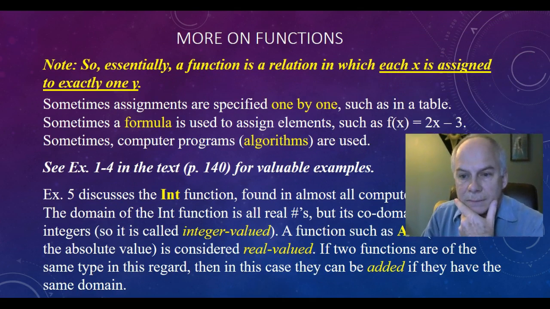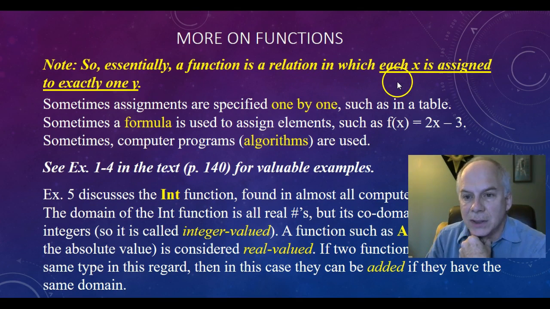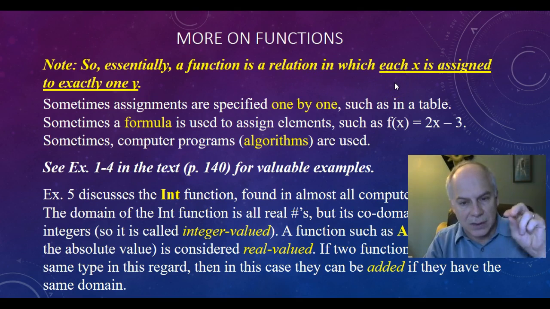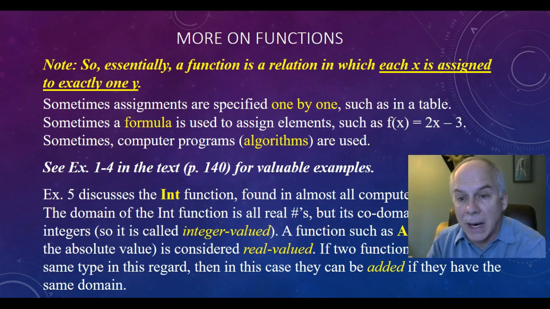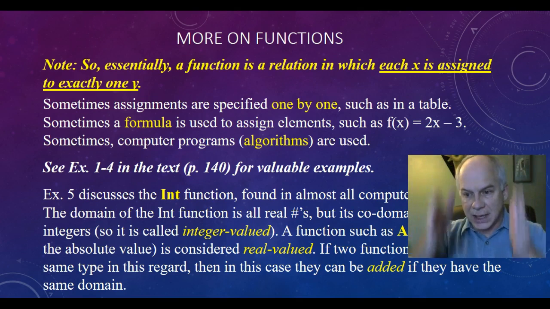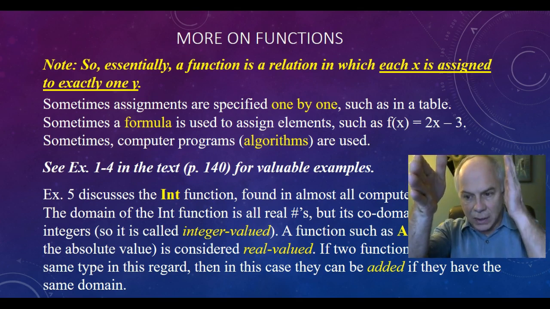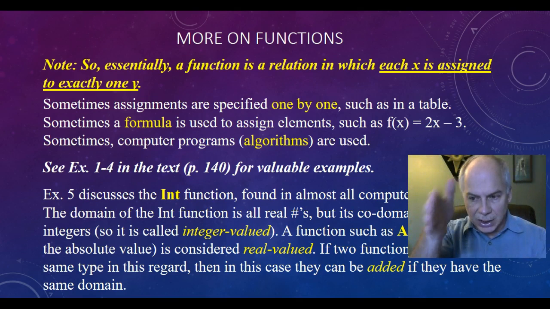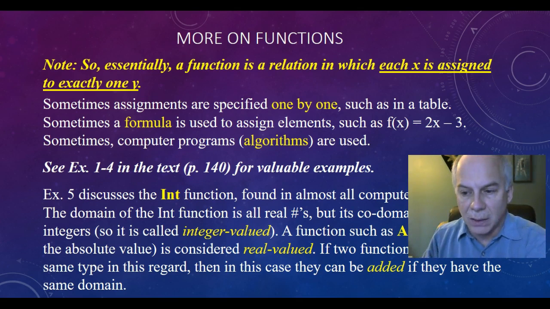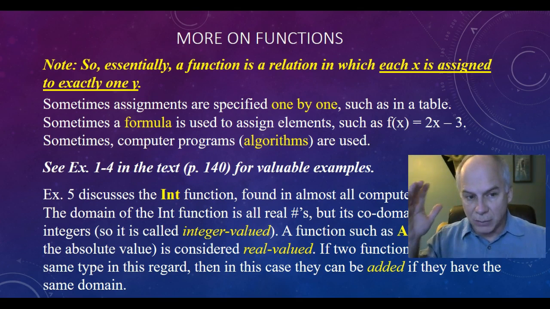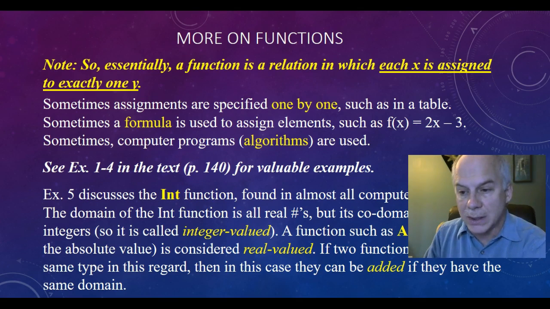So essentially, a function is a relation in which each x is assigned to exactly one y. Now, sometimes assignments are specified one by one, such as in a table. If you had a table of x values and y values, and for each x there's exactly one y assigned, then that could be a one by one assignment of values. Or a listing of the pairs would be the same thing. If you listed the pairs out horizontally, that would be a one by one assignment of the mappings.